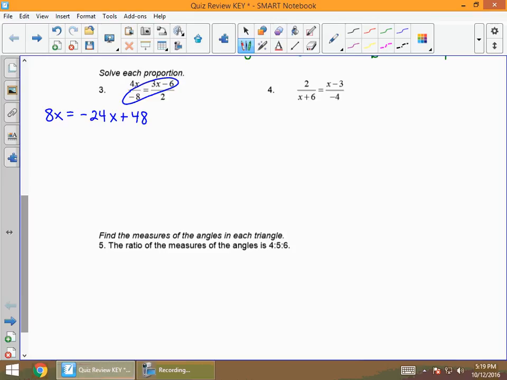So I'll add 24x to both sides. So 32x is equal to 48. And divide by 32. So x is 3/2, or 1.5.